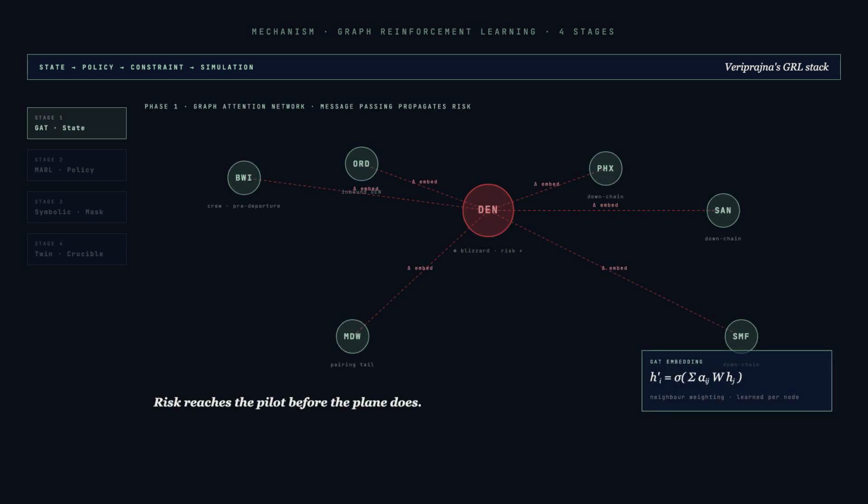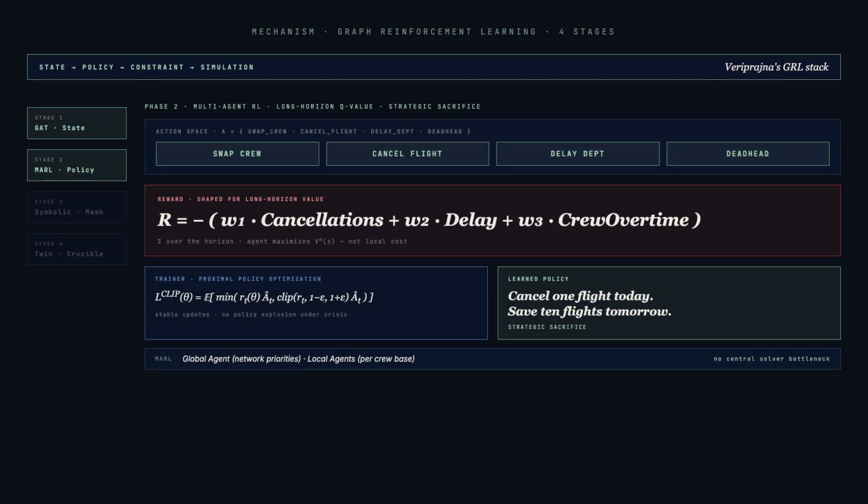Stage 1. A graph attention network encodes the operation as nodes and edges. Airports are nodes. Flights are edges. Every node carries a high-dimensional embedding: pilot fatigue, maintenance status, weather risk. When a blizzard closes Denver, the embedding for that node updates, and through message passing the risk signal propagates to every connected node. A pilot in Baltimore preparing to fly into Denver receives the disruption signal in their embedding before they even depart.